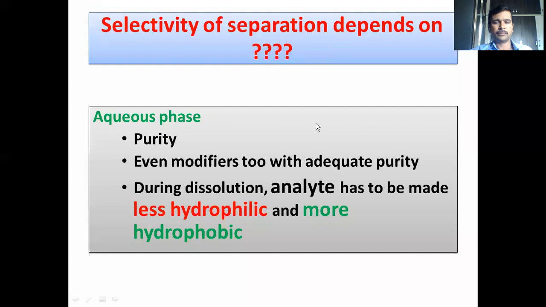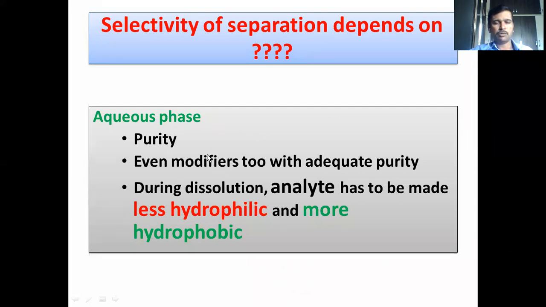I can say, without any intervention from the other species, we must be able to separate that metal, or that analyte, into the organic layer or into the aqueous layer. That is selectivity. So here, selectivity is dependent on the property of both the aqueous layer and the organic layer. Let me say something about the aqueous phase property.